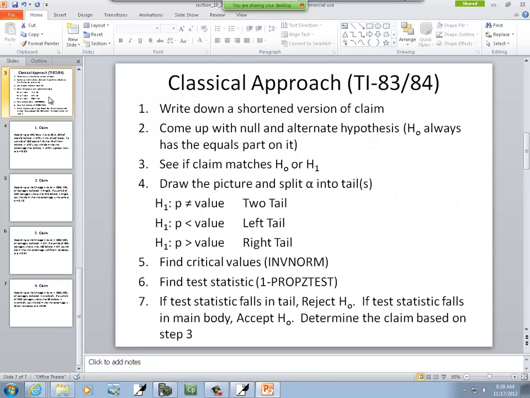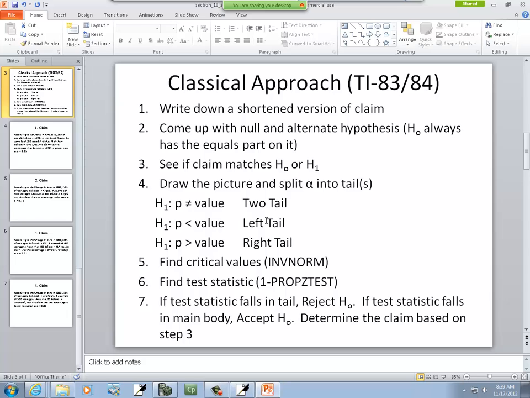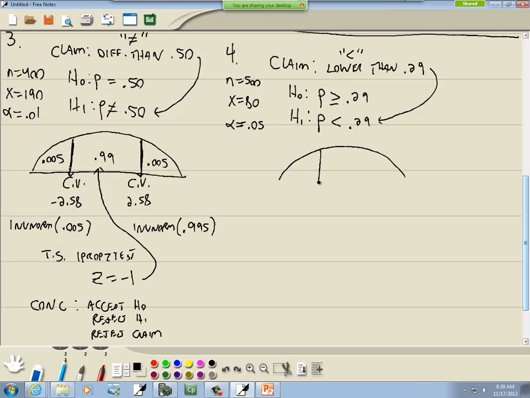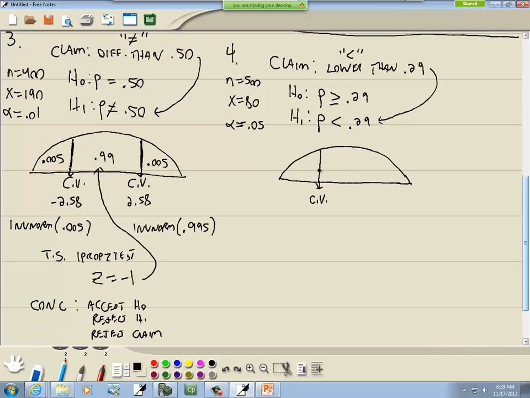Let me get back to that point. I've done step 1, 2, and 3. Less than on H1, left tail. Critical value separates tails from the main body. It says split alpha into the tails. Well, alpha is 5%, so we put the 5% there, and that means there's 95% here.